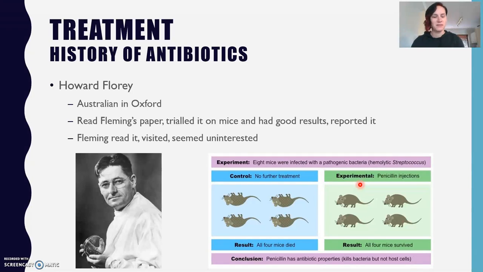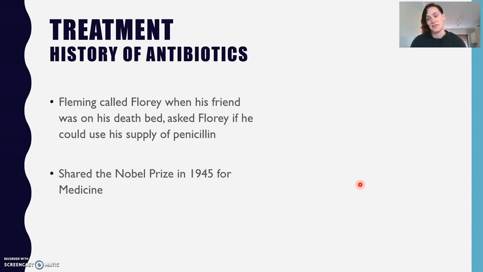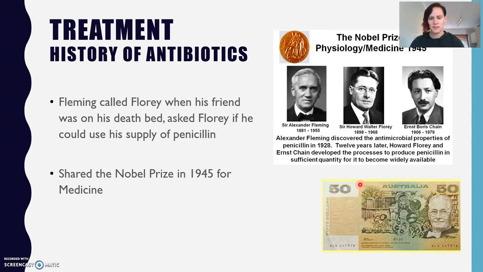Fleming read about it, he went and visited his lab. It seemed like, oh yeah, I guess that's okay, seems interesting, whatever, and walked away. Many years later, Fleming's got a friend who's dying, and he called up Florey and said, can I use some of your mold isolate, please, to use as penicillin to see if I can save my friend? His friend lives, and both of them end up writing it all up, and along with Florey's lab assistant, they get a Nobel Prize in 1945 for medicine. So quite an interesting story, and Australia likes to claim our important people, and Florey was once upon a time on the old $50 note.